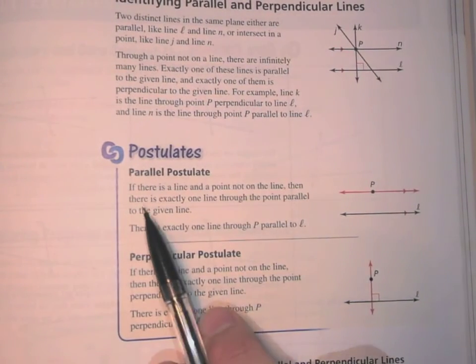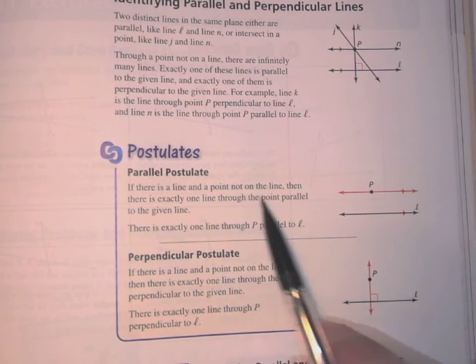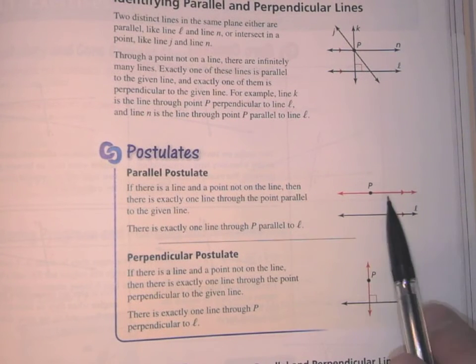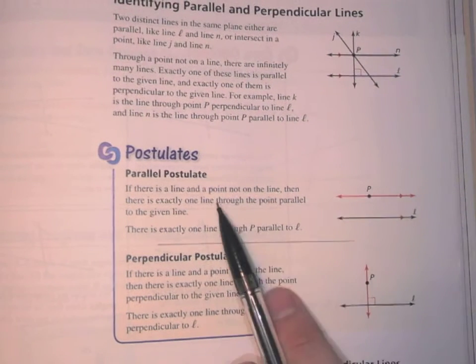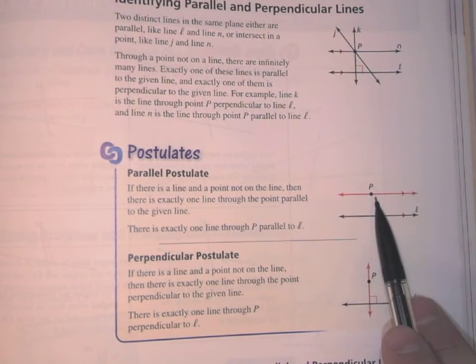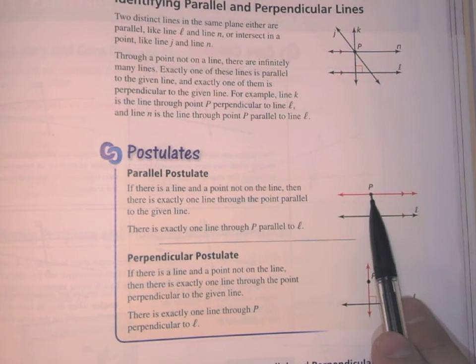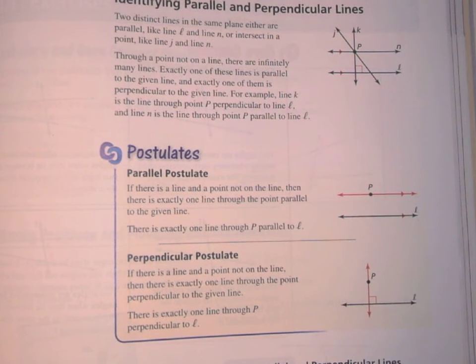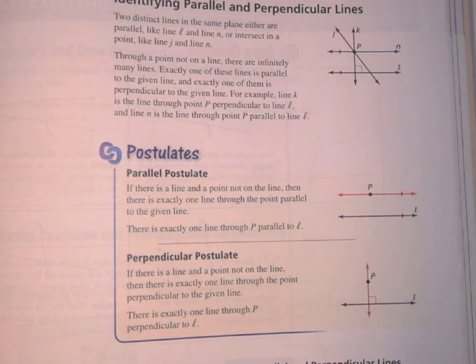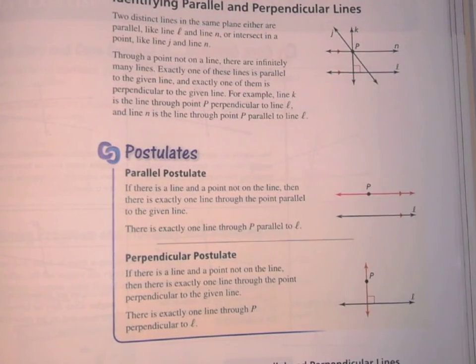Okay, so the parallel postulate says if there is a line and a point not on the line, so we have a line L and a point P not on the line, then there is exactly one line through the point P that's parallel to L. Okay, so if I had the black P and the black L just sitting there, there's only one red line I could draw that would be through P and parallel to L. So that's what we're using. It's called the parallel postulate.